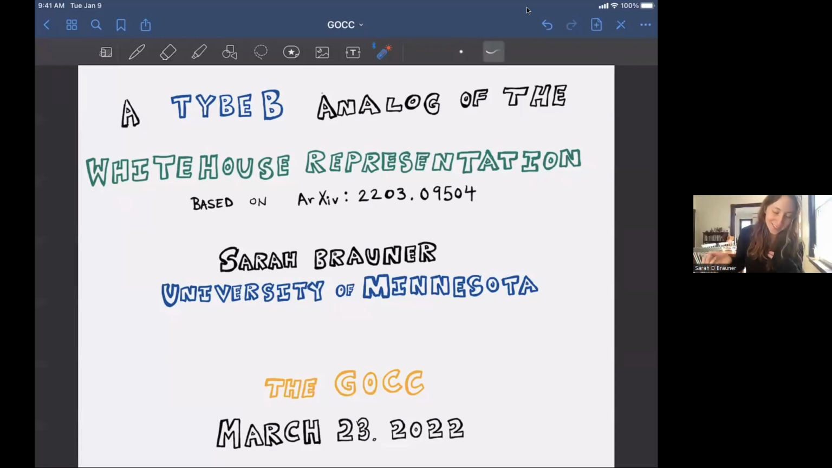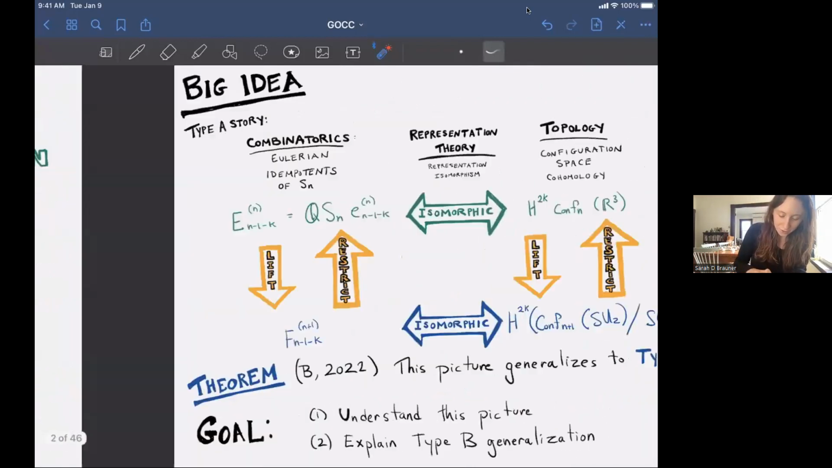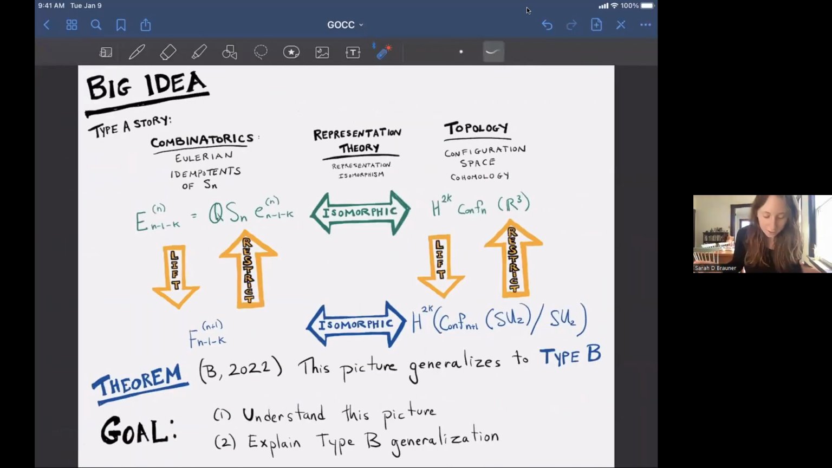Okay, so today I'm going to be talking about a Type B analog of the Whitehouse representation, and I finally finished writing this up, and it's on the arXiv under this number. Okay, so the big idea of this talk is that I want to take some really nice Type A story that brings together combinatorics in the form of the Eulerian idempotence, topology in the form of configuration space cohomology, and representation theory. And I want to generalize that to Type B.